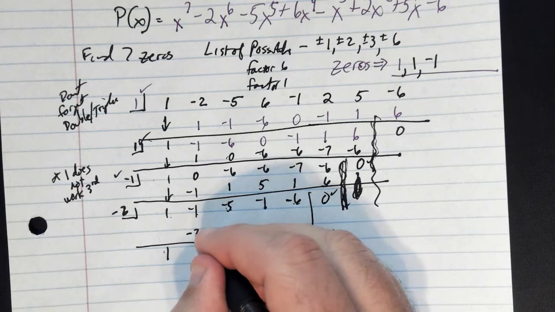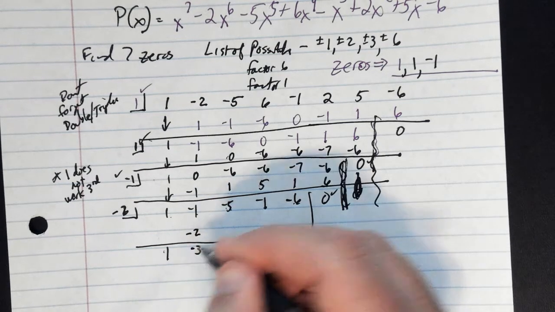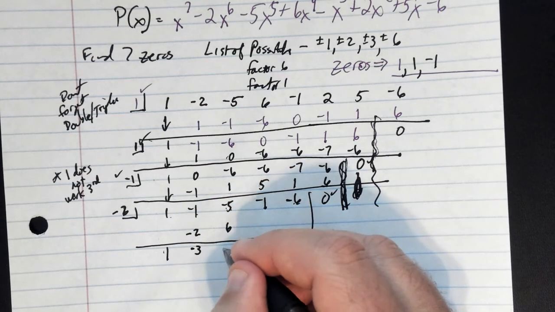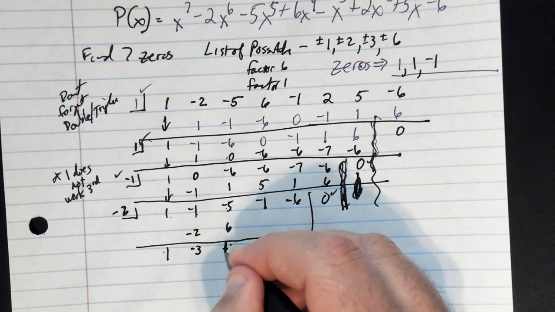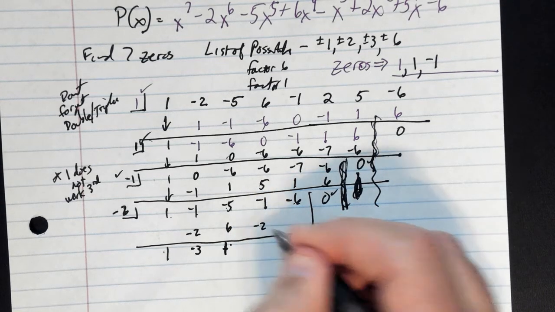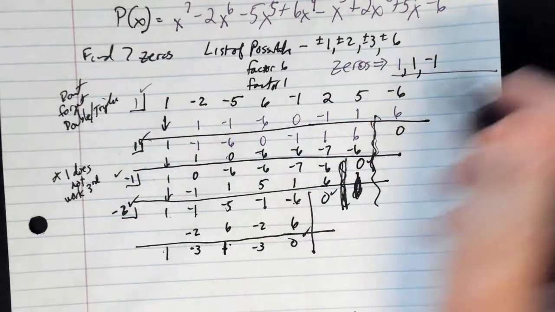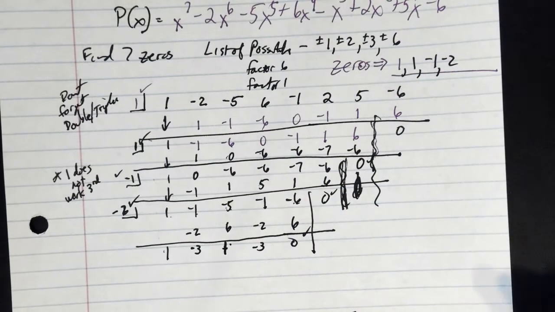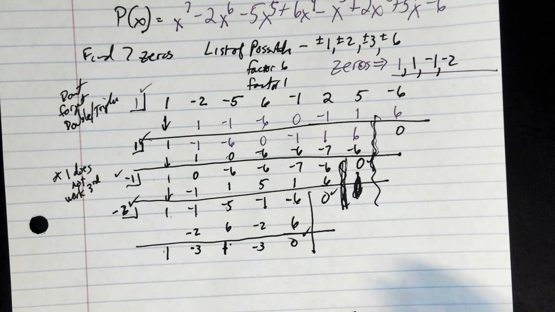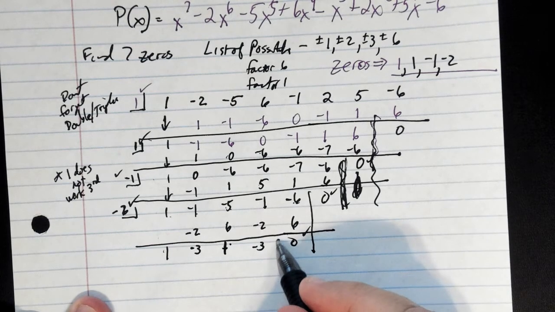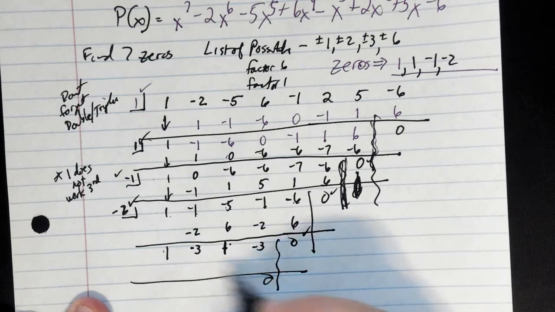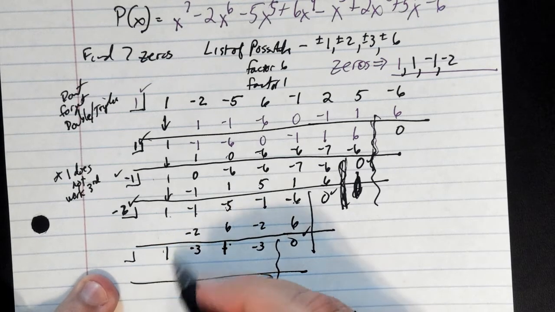Okay? Negative 2, negative 3, that'll be 6, that'll be, well, it'll be 1, sorry, which would be negative 2, which would be negative 3, which would be 6, which works. So negative 2 works. Okay? So, I still need one more. We would try negative 2 again.